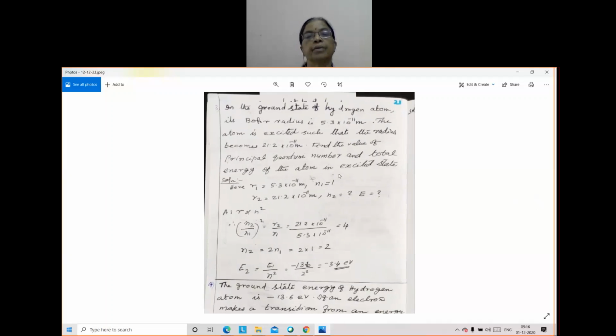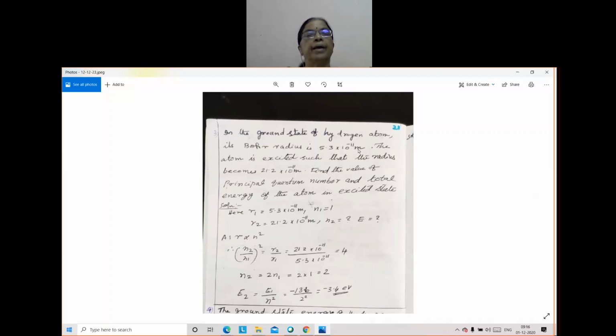Next question. In the ground state of hydrogen atom, its Bohr radius is 5.3 into 10 raised to minus 11 meter. The atom is excited such that the radius becomes 12.2 into 10 raised to minus 11 meter. Find the value of the principal quantum number and total energy of the atom in the excited state.